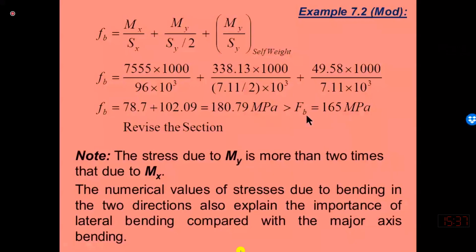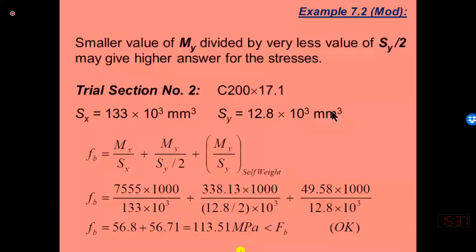So we need to select a little heavier section. Next available option is ISMC 200 into 17.1. For this case, the section modulus about the x and y axis is given. So we will again compute the bending stress. Now the bending stress is coming out to be 113.51, and this is less than FB.